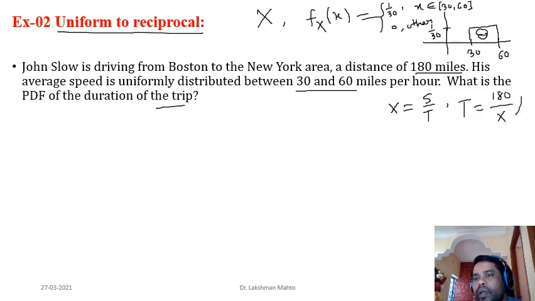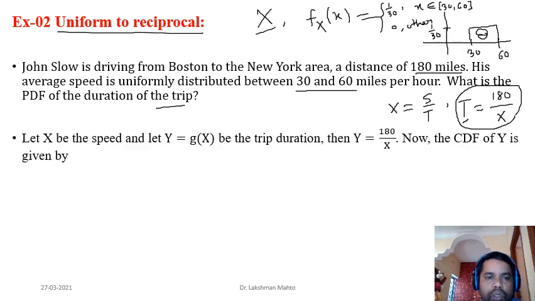So this is your new random variable, or you can say the derived random variable. You have x as a uniform random variable, then from there you are deriving the random variable time as a reciprocal function of x. Okay, x is a speed. So you have to find the distribution of T. Here you know the distribution of x, but you have to find the distribution of T. So that we will calculate. So here we consider x be a speed and y equal to g of x. It is talking about time duration. That means y equals 180 by x. So we have to find the distribution of this one.